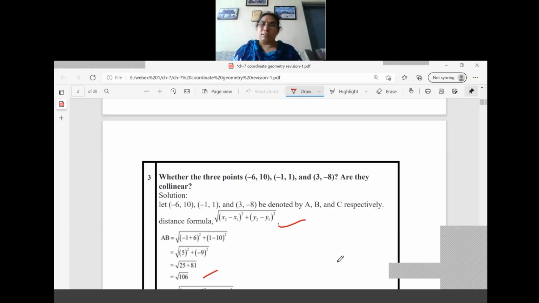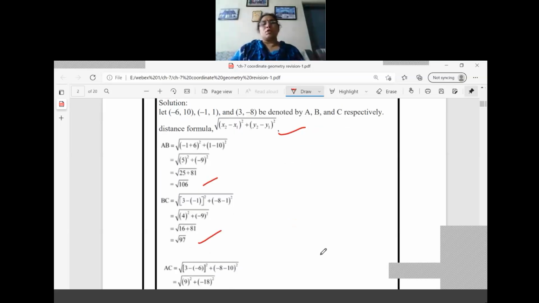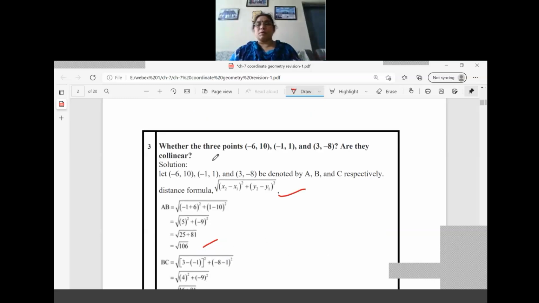Otherwise, one more rule is there, that the area of the triangle we can check. That is the third exercise. I will explain that way also. That is the easiest way for finding whether the points are collinear or not. But this method also, you must know the distance formula, root of x2 minus x1 whole square plus y2 minus y1 whole square. So I'll read the question once again: whether the 3 points minus 6 comma 10, minus 1 comma 1, 3 comma minus 8 are collinear.